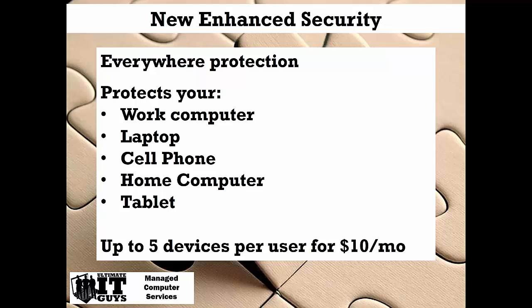We can use a device-based component, which we're calling the everywhere protection, and you can put it on up to 5 devices per user. So now I can put this on, say, your computer at the office. Maybe you've got a laptop. We can put it on it. We can put it on your phone. We can put it on your home computer. Up to 5 devices per user, and it costs $10 a month. And it protects you no matter where you're at, and if you're using the public Wi-Fi and stuff, it encrypts that traffic and keeps it safe and secure so people can't see and steal your information while you're surfing the internet or getting to your email. So that is one piece of it.